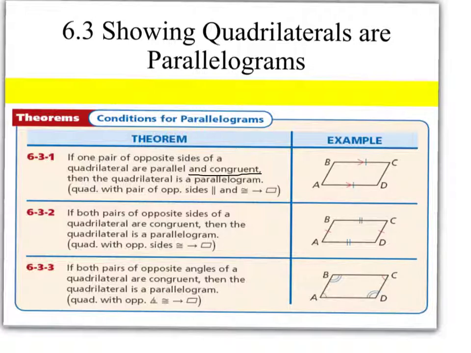Last one, if both pairs of opposite angles of a quadrilateral are congruent, then the quadrilateral is a parallelogram. There are going to be multiple shapes that are parallelograms that you know of, talking about rectangles and squares and so on and so forth. Those are not just rectangles and squares, they're also parallelograms, they're also quadrilaterals. So make sure you know these three theorems because we will be using them in the future.